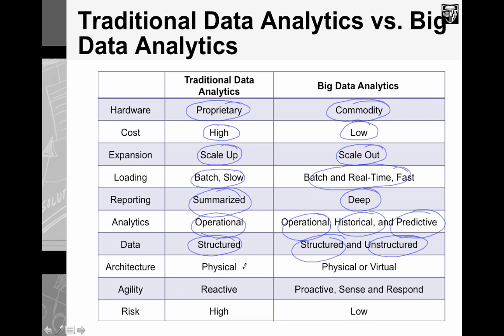In traditional data analytics, the architecture is typically physical, which is physical hardware, whereas in big data analytics, people are using physical or even virtual, which is cloud computing and virtualization technologies, and so cloud computing has become prevalent. In traditional data analytics, it's typically reactive, which is really doing analysis and saying, oh, this is what happened in the last quarter, whereas in big data analytics, it's proactive. It's also sensing and responding in real time. Traditional data analytics is high risk because you're going to be buying this huge processing technology, whereas in big data analytics, it's low risk because you can start small and then grow on demand.